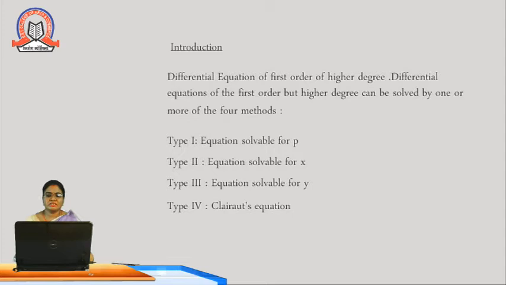Differential equation of the first order but higher degree can be solved by one or more of the four methods following. Equation solvable for p. Equation solvable for x. Equation solvable for y. Clairaut's equation. These are the four types. In this video, we are going to see first two types.